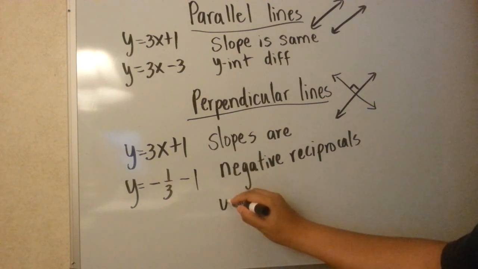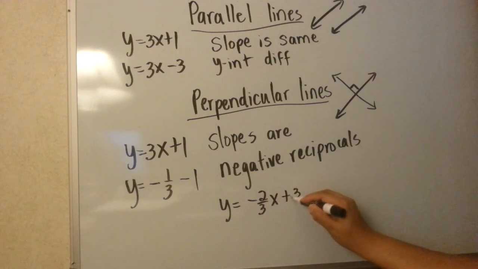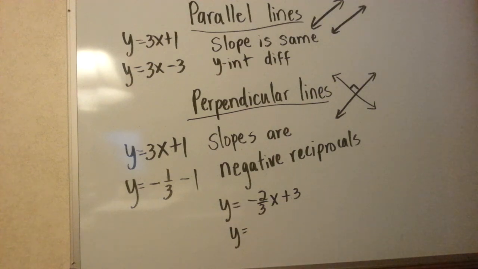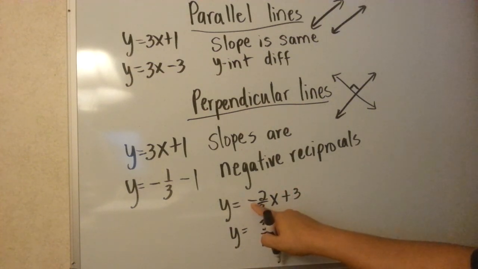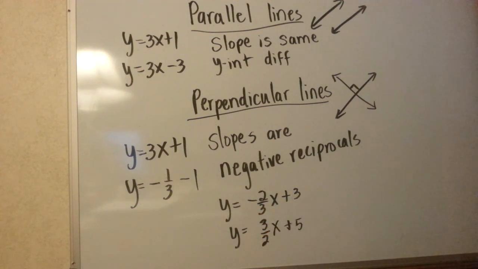Another example would be, let's say y equals negative 2/3 x plus 3. So then the reciprocal would be 3 over 2. And it would have to be positive to be opposite of that. And then plus 1. And they're perpendicular lines. Okay?